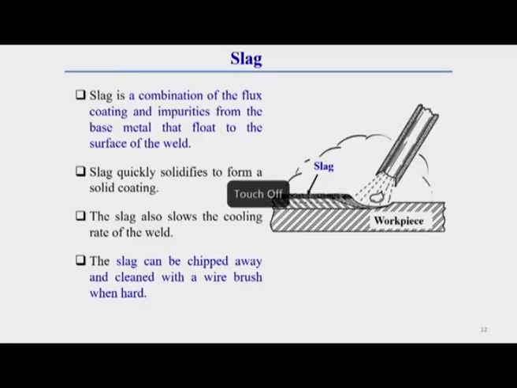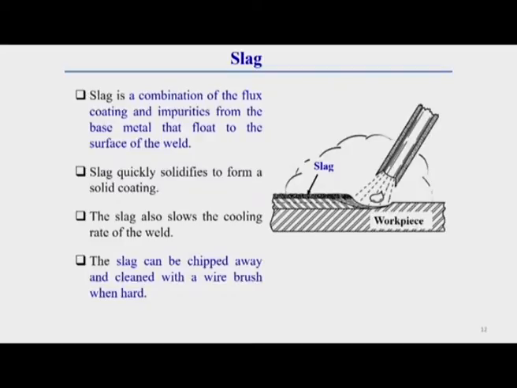Now we will go for slag, which I have already discussed. When the flux burns, it is converted to slag. One thing you should keep in mind: slag is a combination of flux coating and impurities from the base metal that float to the surface of the weld. Why? Because its volume is much less than the molten metal volume. That's why it floats over the surface of the molten pool.